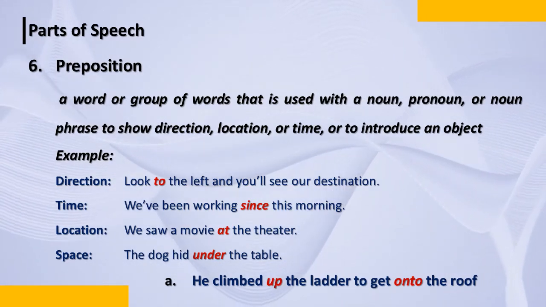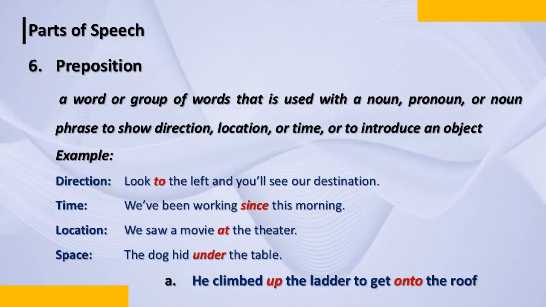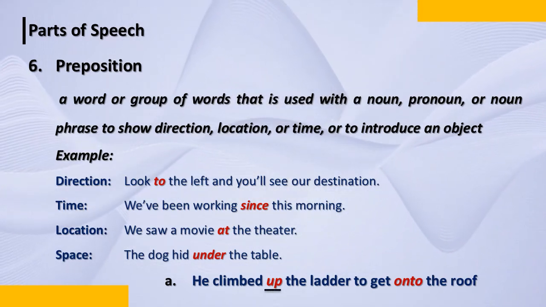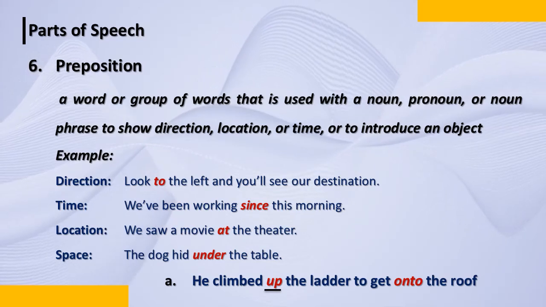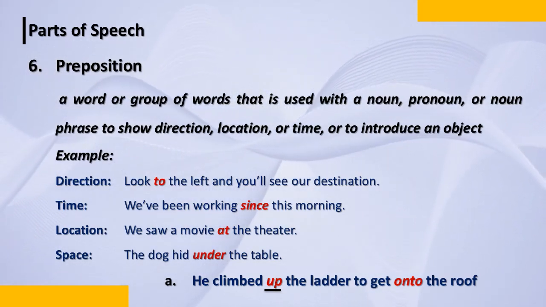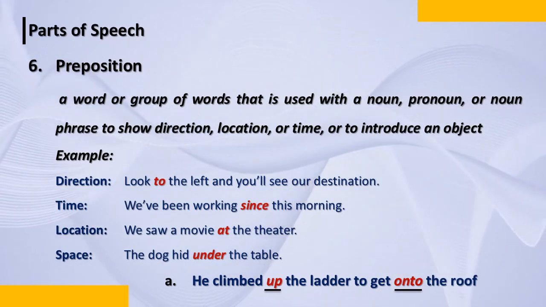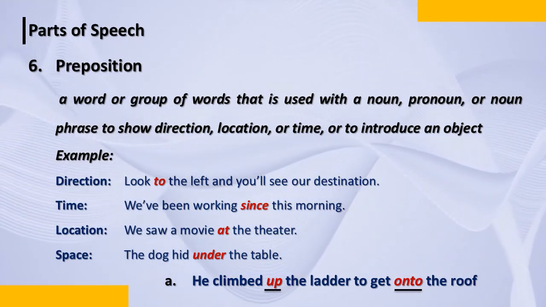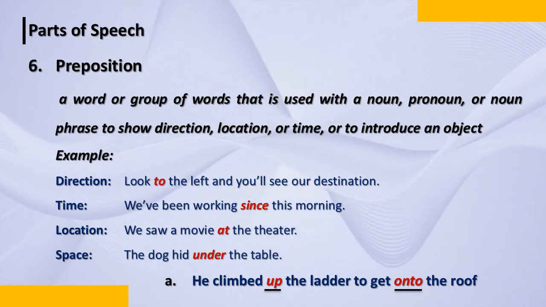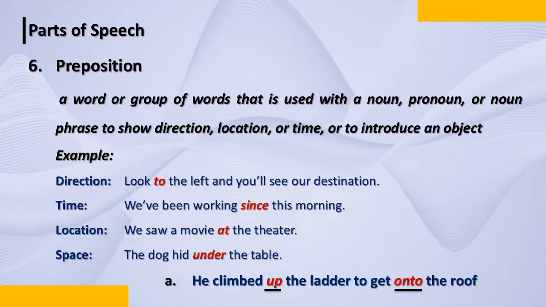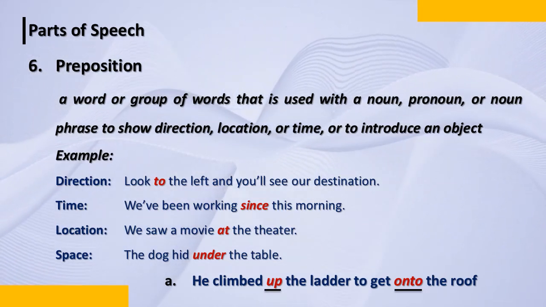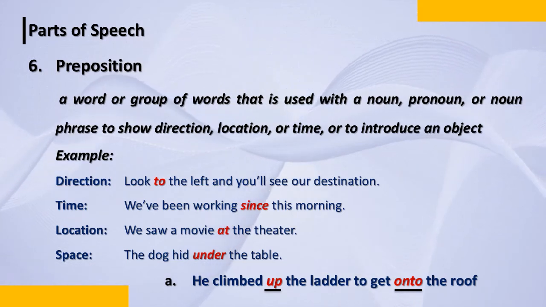Now look at the example. He climbed up the ladder to get onto the roof. He climbed up. He came down. So up, the opposite is down. He climbed up the ladder to get onto the roof. To go on the roof, what did he do? He climbed up. So it is used with a noun. Ladder is a noun. Roof is also a noun. On the top of the roof.